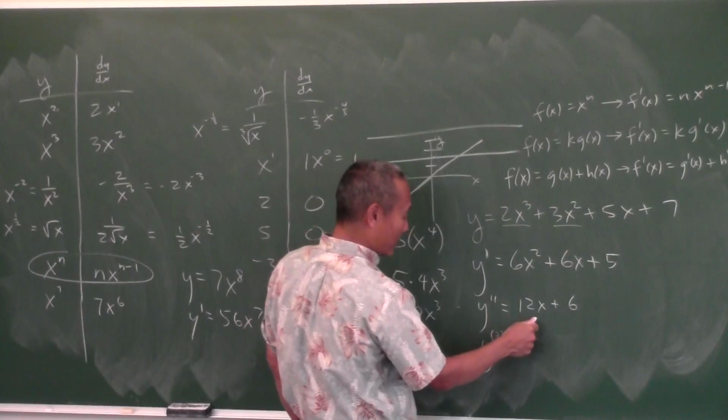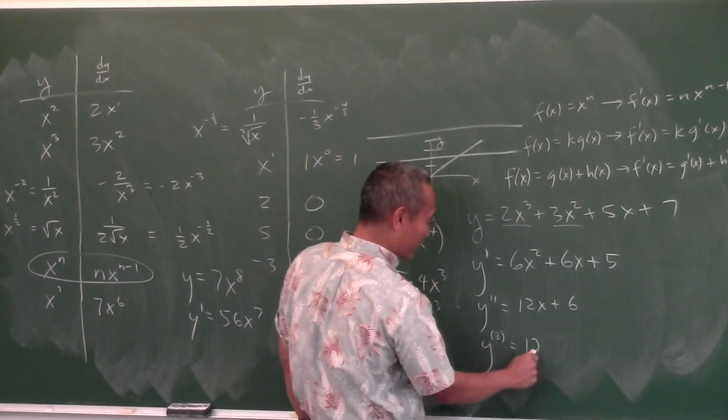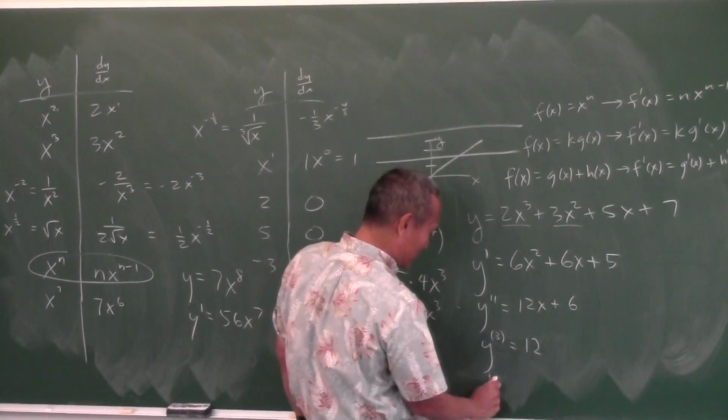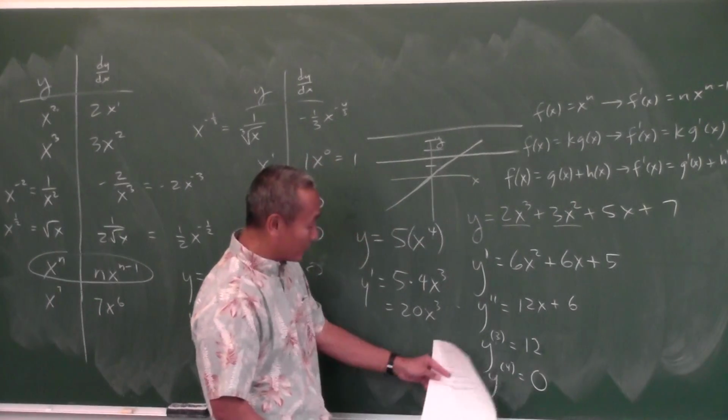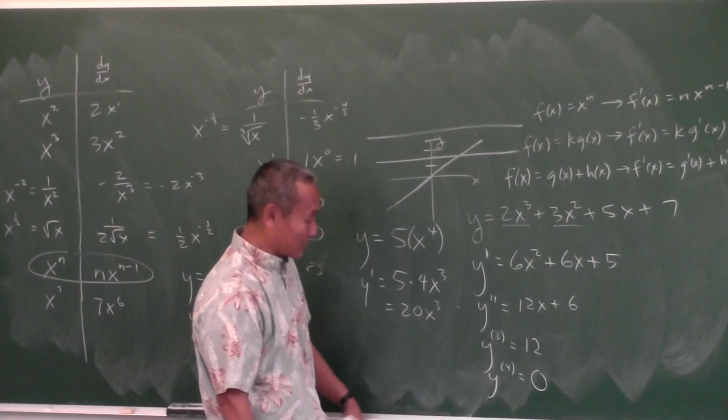So what's the third derivative? 12 plus 0. Well then what's the fourth derivative then? 0. Because the derivative of any number is 0. And what's the fifth derivative?